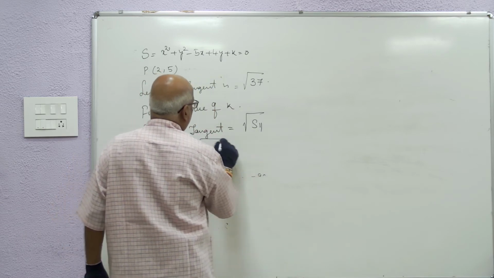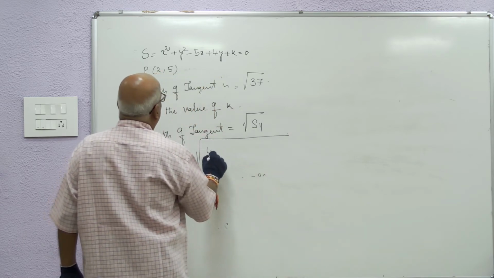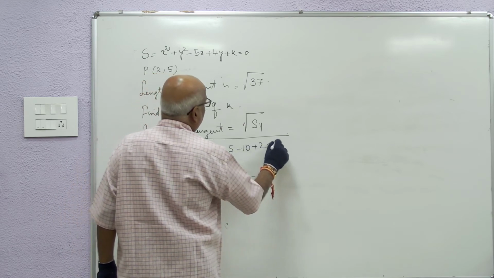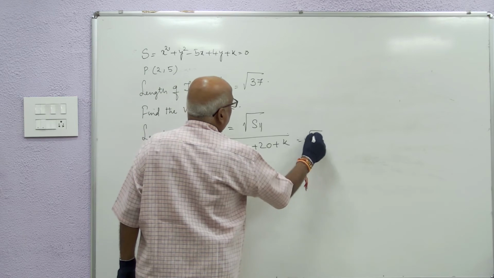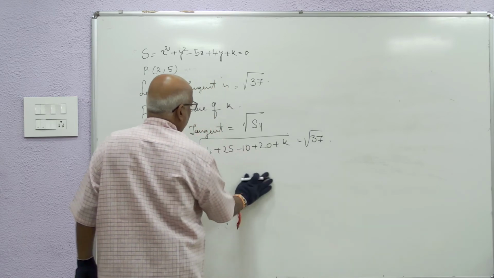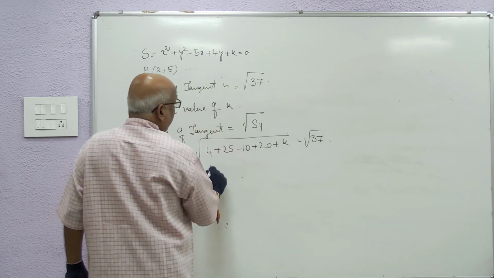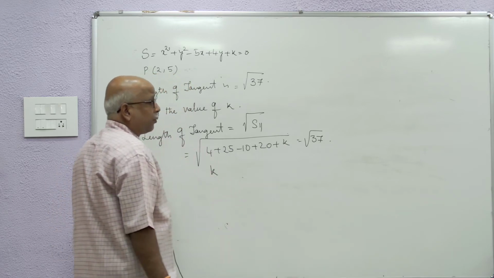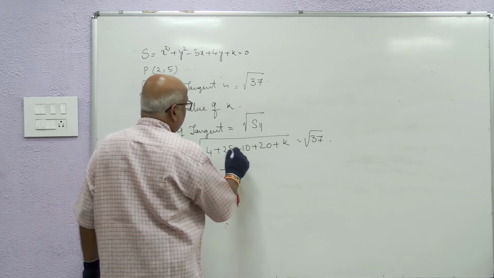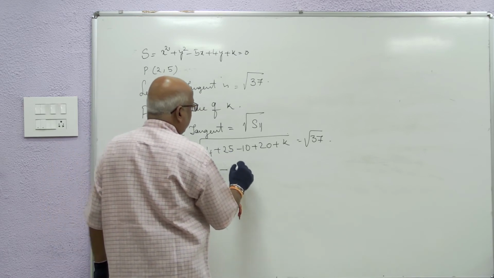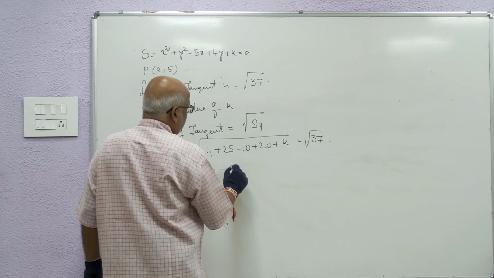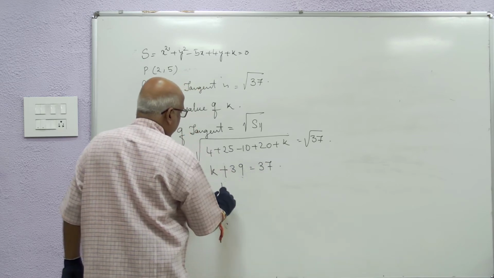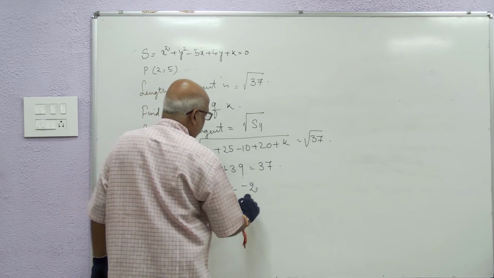What is root S11, sir? 4 plus 25 minus 10 plus 20 plus k equal to root 37. Here k, 25 plus 4 is 29, plus 20 is 49, minus 10. 49 minus 10 is how much? 39. K plus 39 equal to 37. K equal to minus 2.